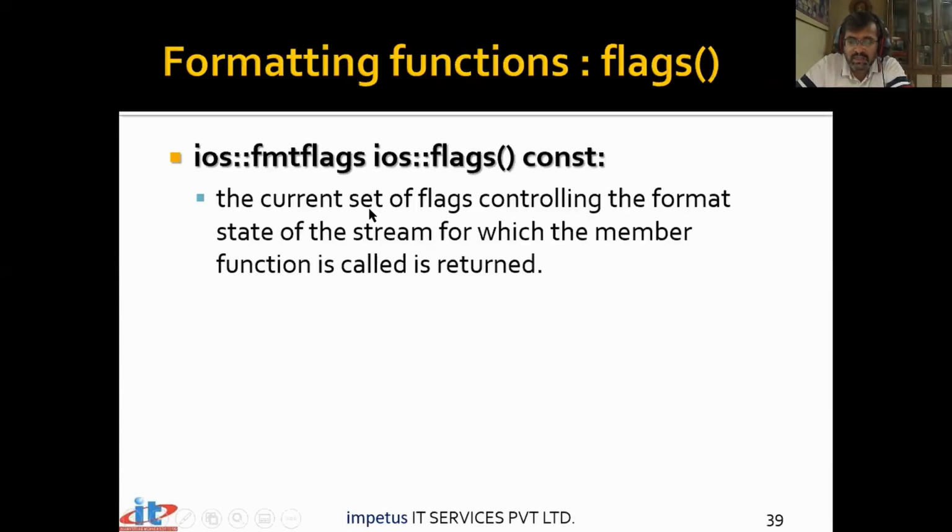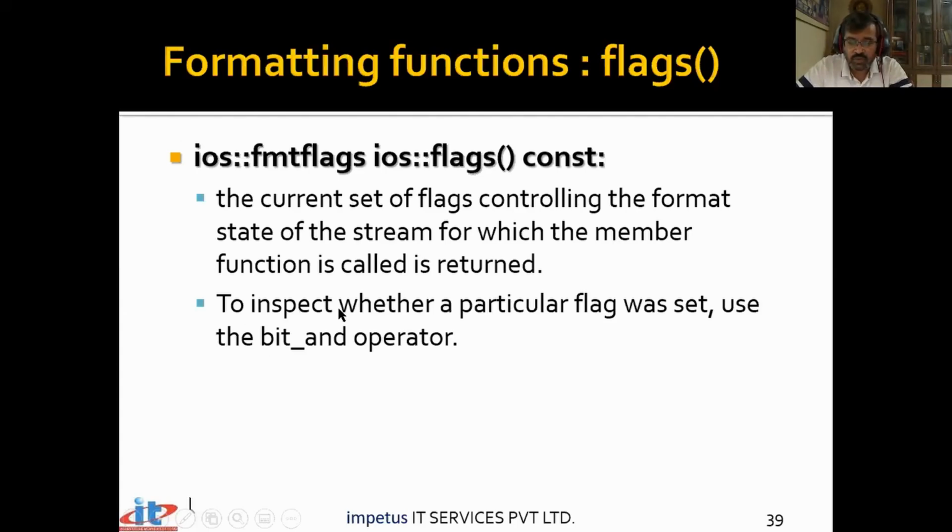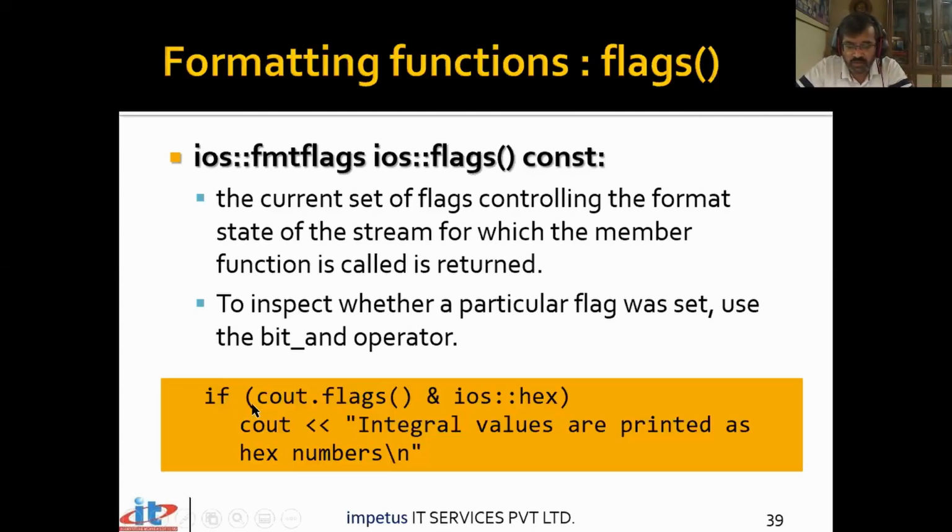The current set of flags controlling the format state of the stream for which the member function is called is returned. That means if this member function flags is called for cout.flags, or mystream.flags, for whichever stream you call, whatever the current settings inside that particular stream are, it is going to return them as a variable of type fmtflags. To inspect whether a particular flag was set or not, we can use a bit operator. Now I'll show you how to check whether a particular flag is on or off. So what am I going to do?